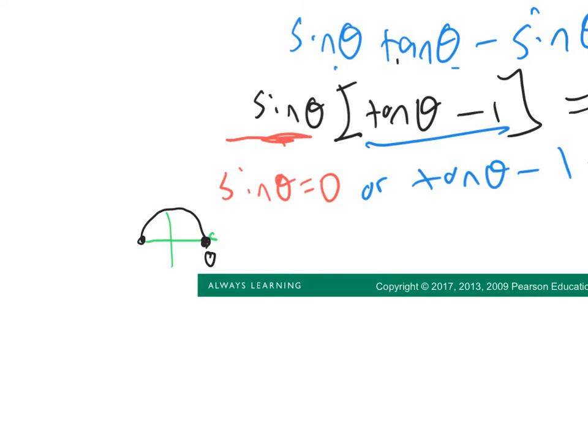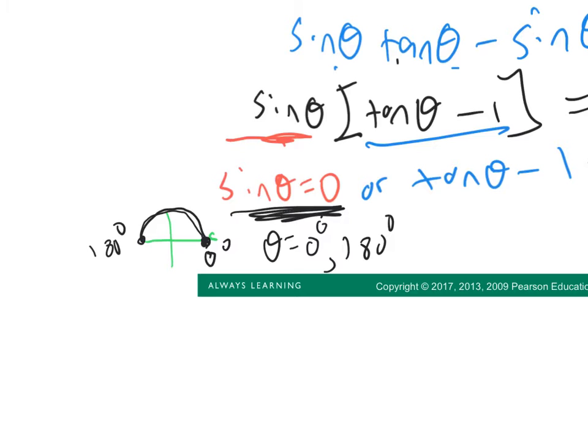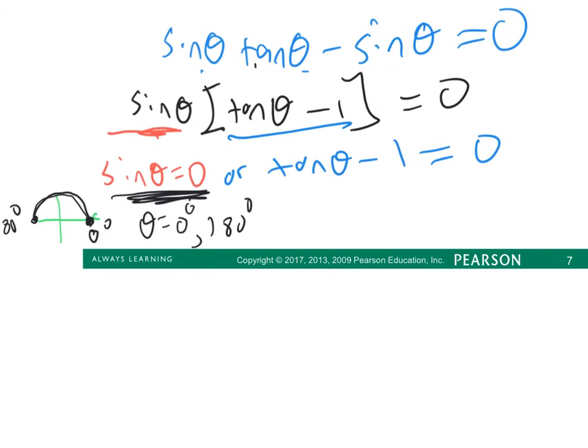This would be 0 degrees. This would be 180 degrees. So just for this component alone, theta could be 0 degrees or it could be 180 degrees. Now let's do this component. That means tangent of theta minus 1 could be 0, which means tangent of theta could be 1.